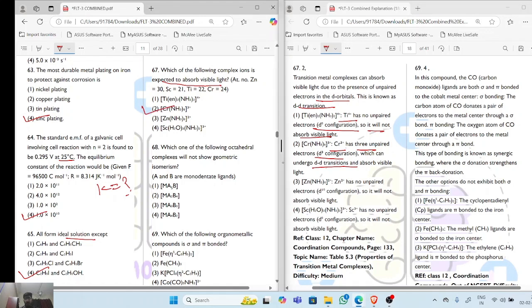Similarly, in Zn2 plus, there are no unpaired electrons, so no light can be absorbed. Similarly, in scandium 3 plus, no unpaired electrons, so no light will be absorbed. So for question number 67, the correct option is option number 2.